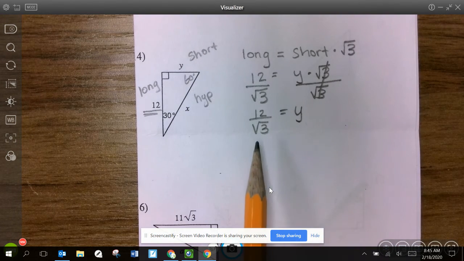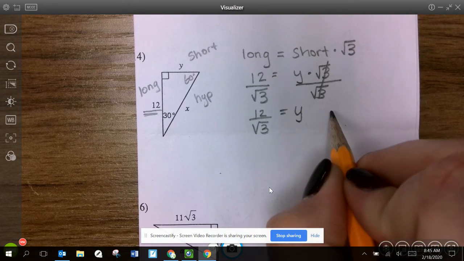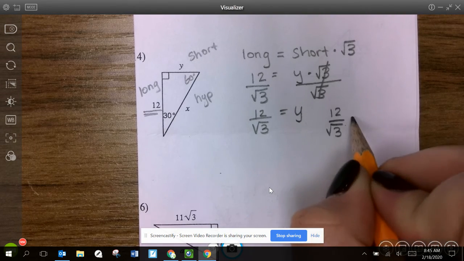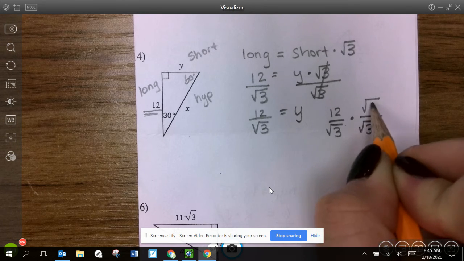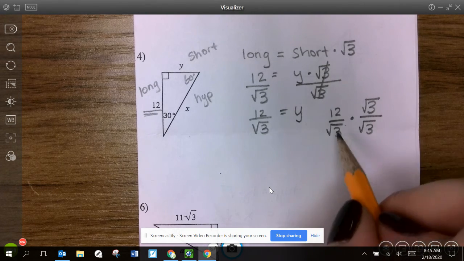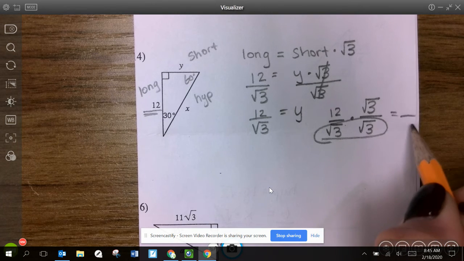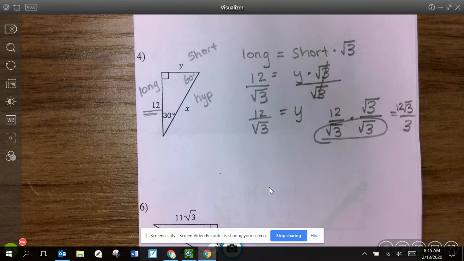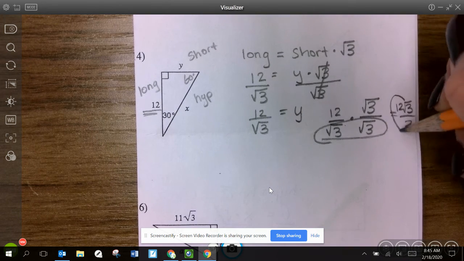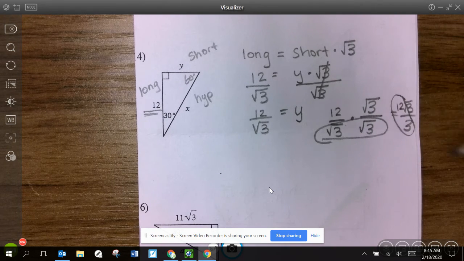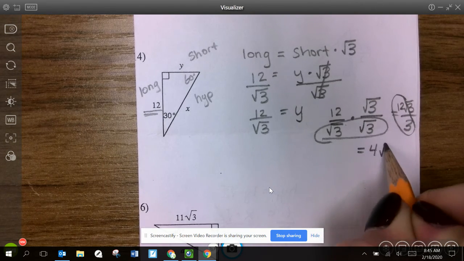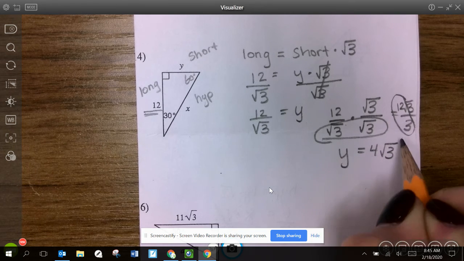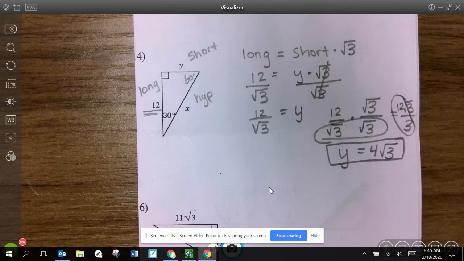Now, I can't have a radical in my denominator. I can't divide by a square root of 3. So to get rid of that square root of 3, I'm going to multiply 12 over the square root of 3 by the square root of 3 over the square root of 3. Square root of 3 times the square root of 3 cancels out, and I'm left with just a plain old 3. And in the numerator, I have a 12 square root of 3. Now, I can simplify 12 over 3 because 12 divided by 3 is 4. So my final answer for my short side is 4 square root of 3.